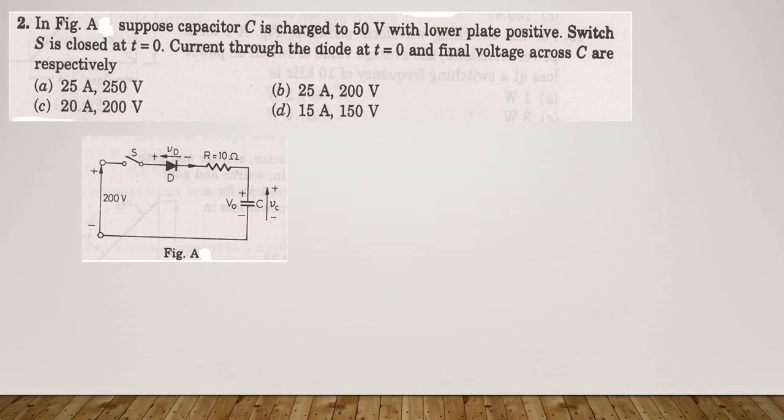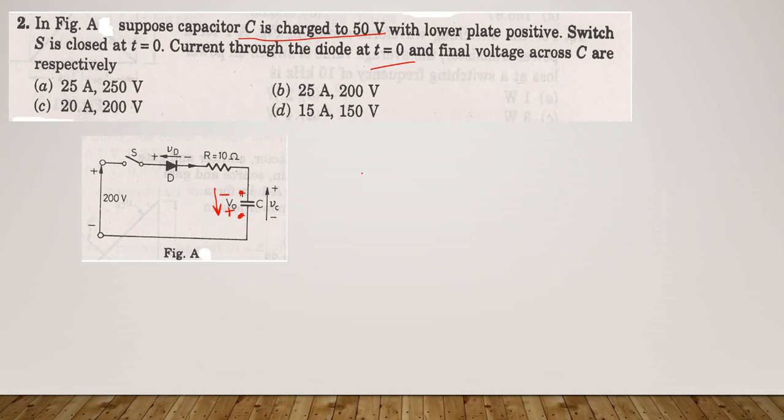Next, we are going to see problem 2. In figure A, suppose the capacitor is charged to plus 50 volt. Plus 50 volt means here the direction is negative to positive. That is, lower plate positive. Here, upper plate no, here the lower plate is positive. Switch S is closed at t equal to 0. Current through the diode at t equal to 0 and final voltage across C are respectively.